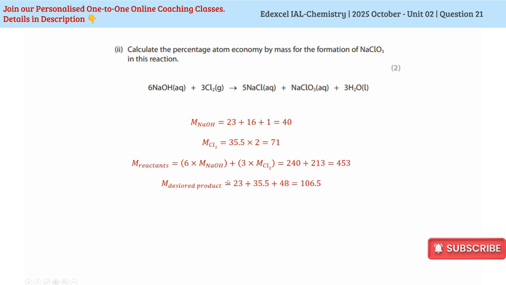Then we'll look at the desired product. The mass of desired product is molar mass of sodium chlorate 5. That is equal to 106.5. The atom economy equals mass of desired product divided by mass of reactants times 100, and this gives a value of 23.5%.